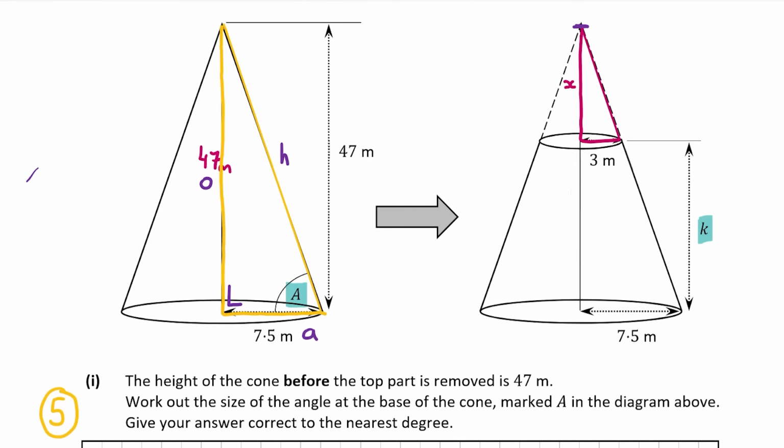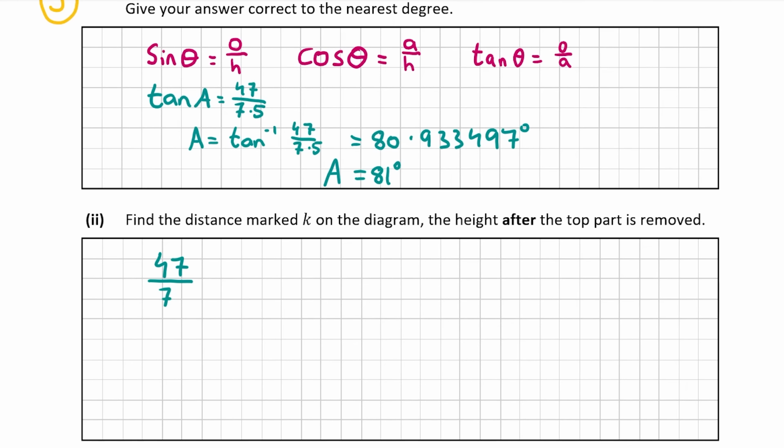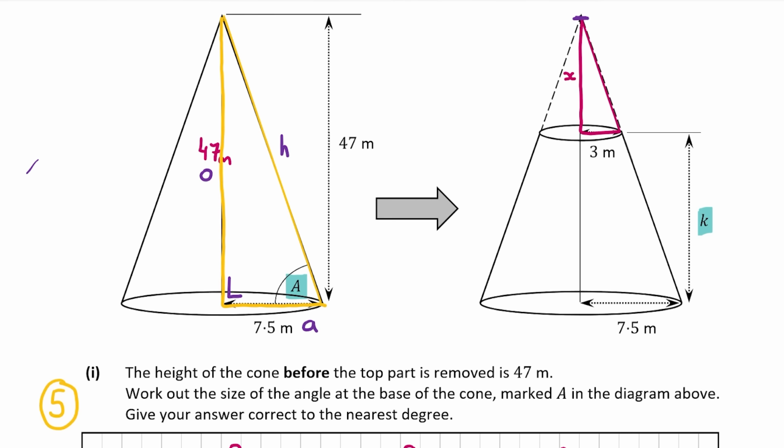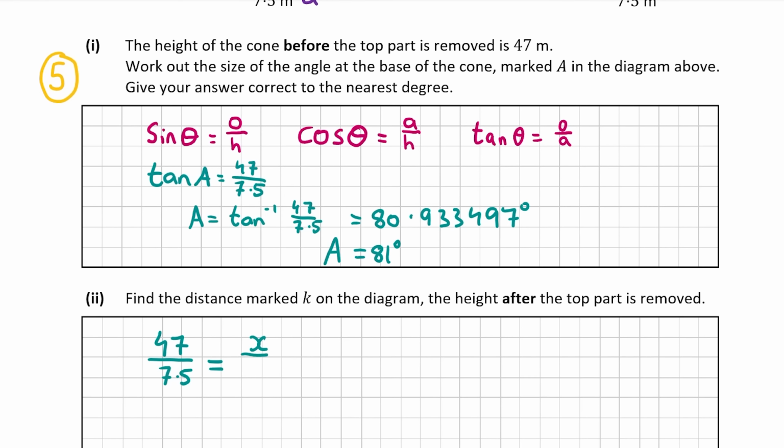So with similar triangles, that means the proportion between both of them will be the same. So I'm going to start with the yellow triangle, and I'm going to put the height, which is 47, over the base, which is 7.5. Now, as their proportion is the same in the pink triangle, I'm going to put the height over the base of that as well, and put it equal to 47 over 7.5. Once again, this is because they're similar and have the same proportion. So my height in the pink one is x, and my base is 3, so I get 47 over 7.5 is equal to x over 3.